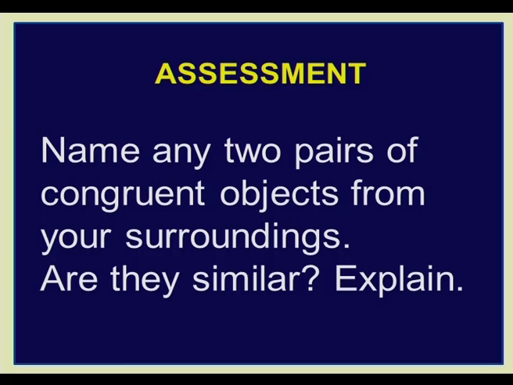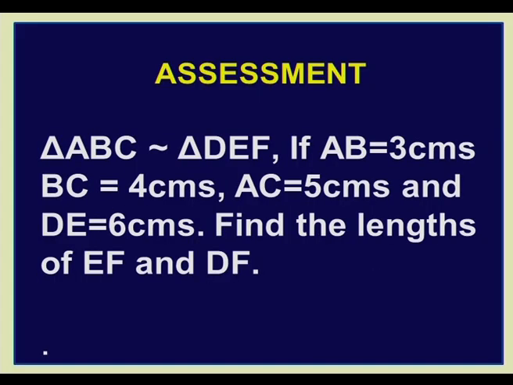So, have a look at the screen, children. We will just try to solve these problems. You can see the first question on the screen. Name any two pairs of congruent objects from your surroundings. Are they similar? Explain. Triangle ABC is similar to triangle DEF. If AB is equal to 3 centimeters, BC is equal to 4 centimeters, AC is equal to 5 centimeters and DE is 6 centimeters. Find the lengths of the sides EF and DF. Children, try to solve these two problems in your notebook and show them to your teacher.